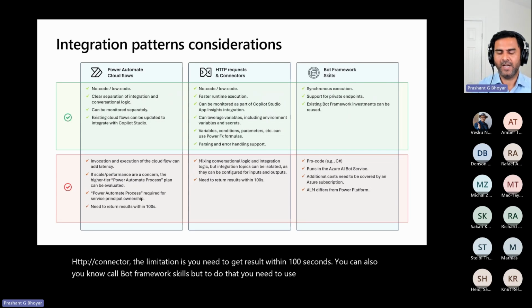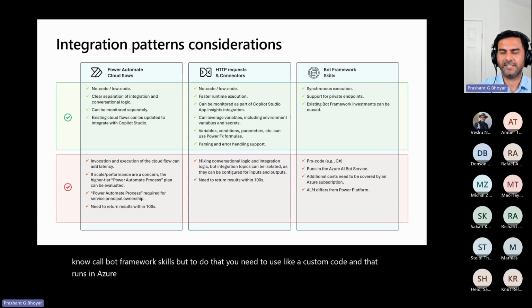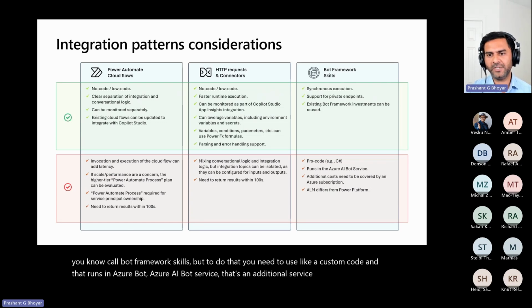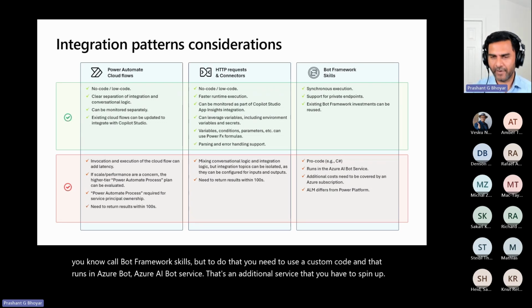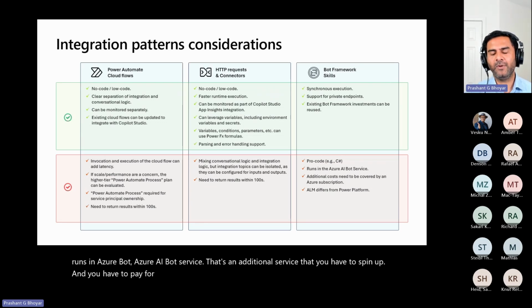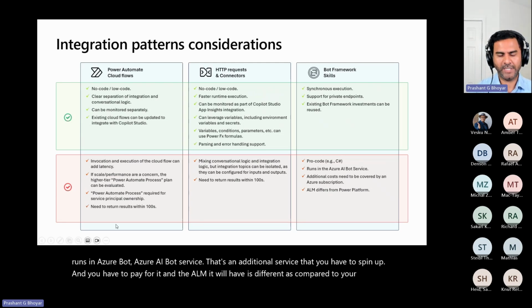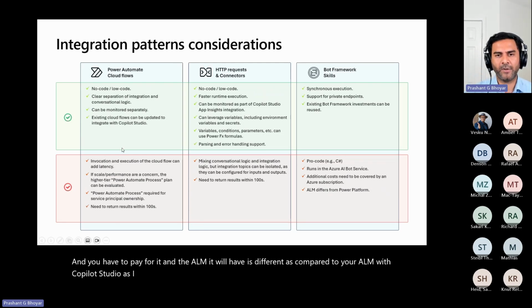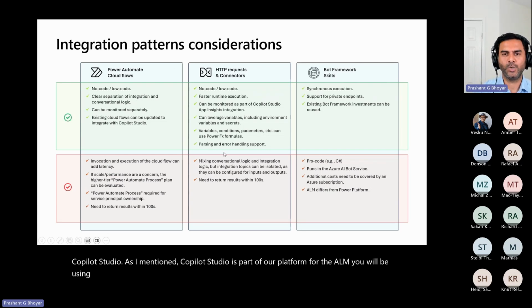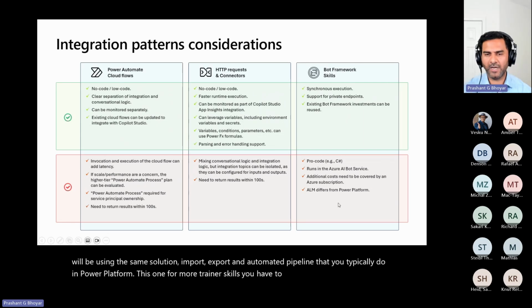custom code. And that runs in Azure AI Bot Service. That's an additional service that you have to spin up in Azure, and you have to pay for it. And the ALM it will have is different as compared to your ALM with Copilot Studio. As I mentioned, Copilot Studio is part of Power Platform. So for the ALM, you'll be using the same solution import export and automated pipeline that you typically do in Power Platform. For Bot Framework skills, you have to use ALM on the Azure side.